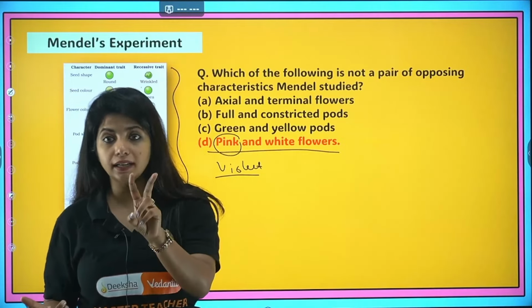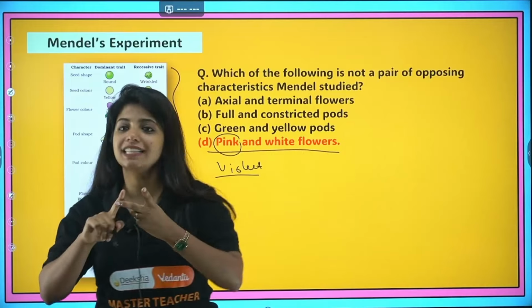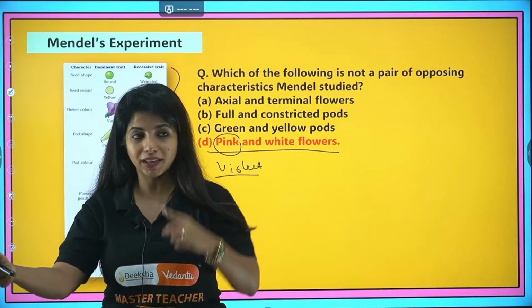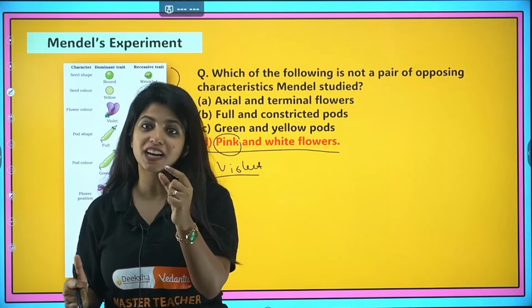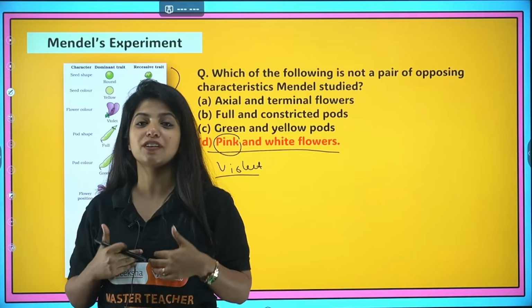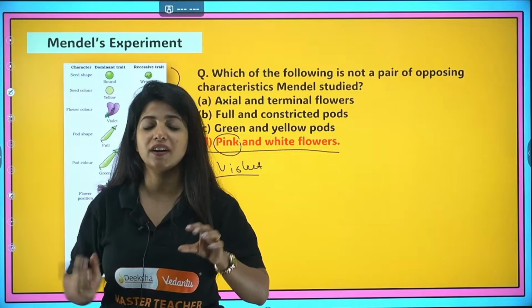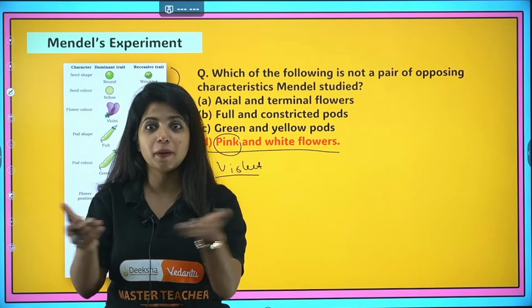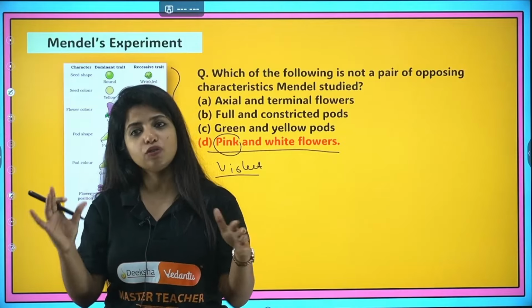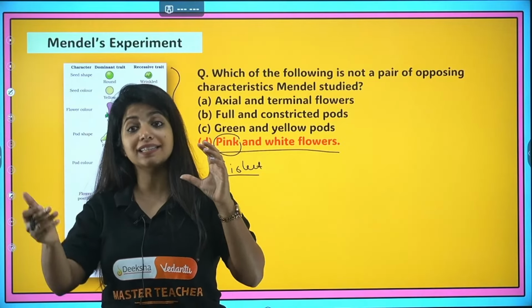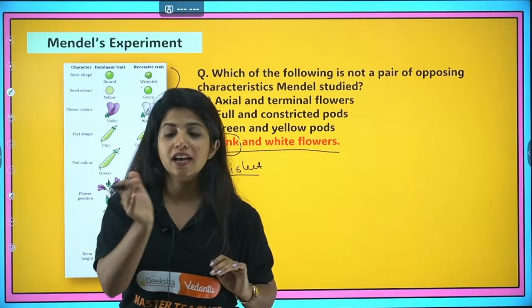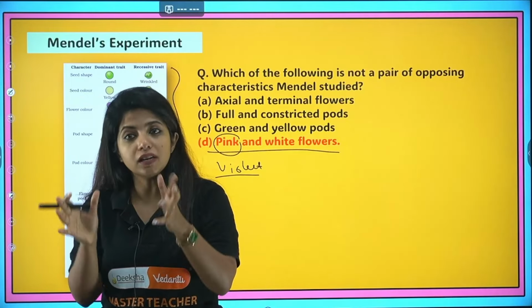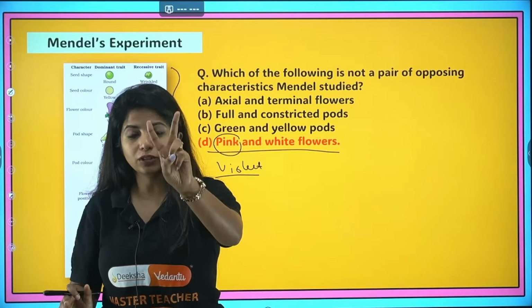Now, how do we remember the other characters? Always remember that for seed there are two things: seed color and seed shape. In seed color there is green and yellow. Usually when we have green peas, we assume green is dominant, right? But it is not. Yellow is the dominant one in seed color, and you will remember this from the dihybrid cross experiment. Green is recessive. Now, if you talk about seed shape, round is dominant and wrinkled is recessive.